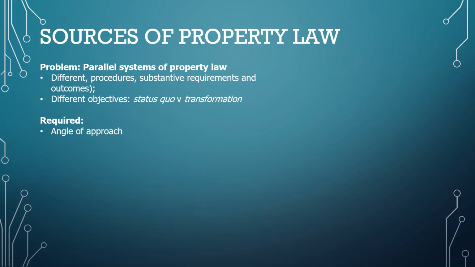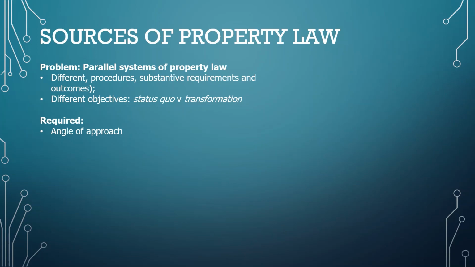In other words, we need an angle of approach that can assist us with scrutinizing sources and testing them against the rights in the Bill of Rights and the spirit, purport, and objects of the Constitution. And that will assist us with determining the most constitutionally appropriate sources to rely on or to litigate with in the event that there are multiple sources that could be relied on. So an angle of approach is crucial.